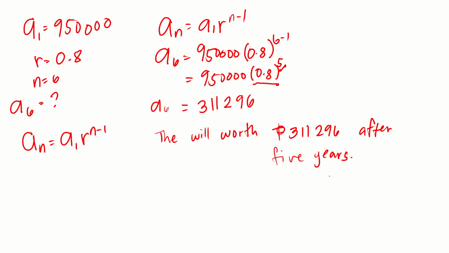So tingnan nyo grade 10, bumababa lang siya ng 20%. Kung isipin nyo, ang baba lang naman ng 20%. Pero again, nabili nyo yung brand new car, na 950,000 yung halaga niya. 5 taon lang yung lumipas, tingnan nyo yung naging presyo niya. The car will worth naging 311,296 pesos na lang. So again, itinuturo din ng geometric sequences kung ano nga ba yung magandang investment na pwede nating gawin. Okay po?